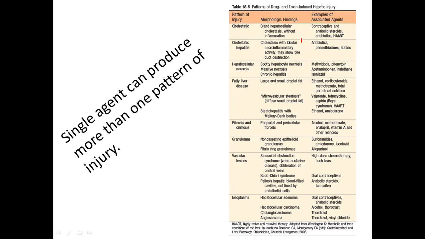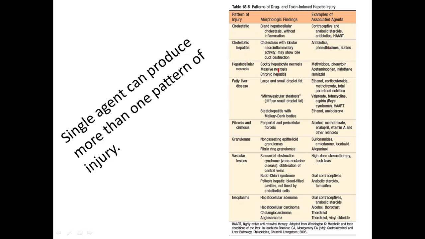Their morphological findings and examples of associated agents are given, like cholestasis even without inflammation, bland hepatocellular cholestasis with no sign of inflammation, cholestasis only, not cholestatic hepatitis. So it may be associated with contraceptive pills and anabolic steroids. Similarly, cholestasis, if it is present with inflammation, is usually associated with different antibiotics.